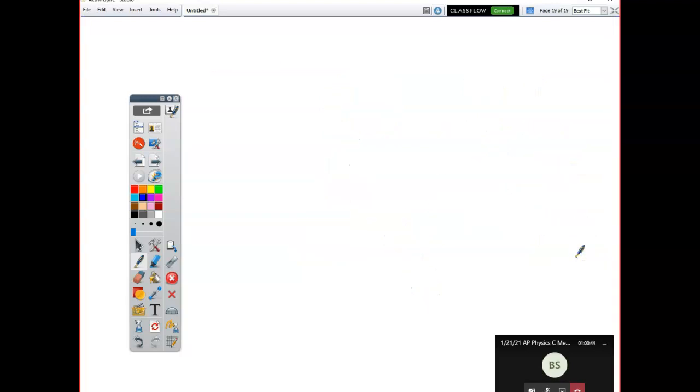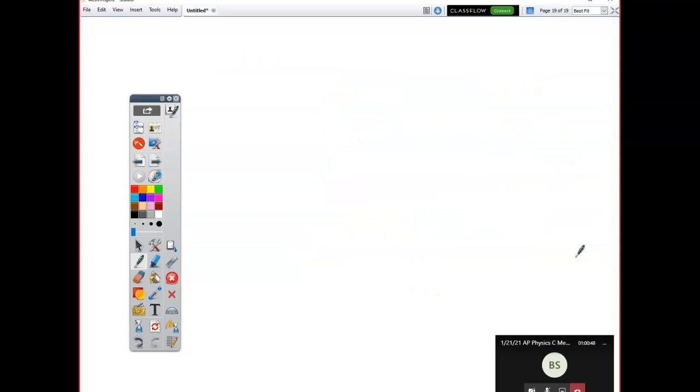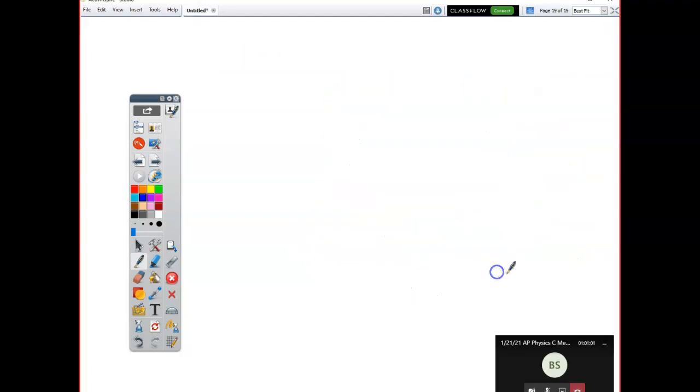The R's will usually cancel out because usually they're going to give us information about the inertia, which will allow you to cancel it out, because it'd be mR squared. But in this case, it won't. Because we're solving for A, how are we going to get the A out of there?